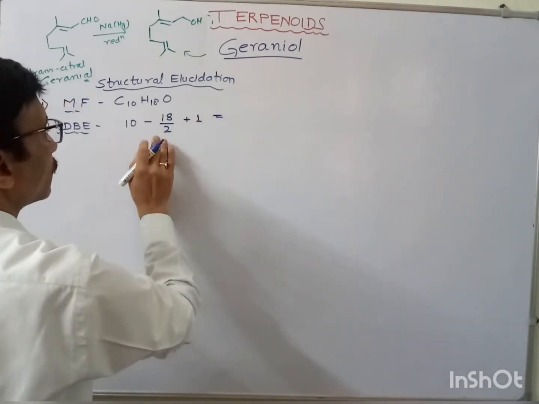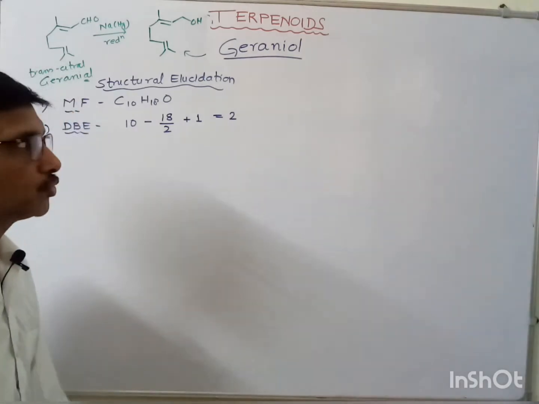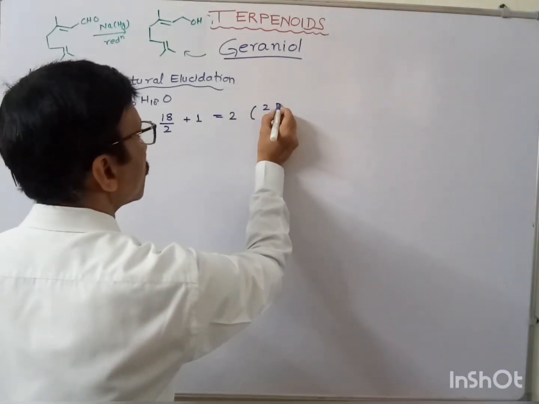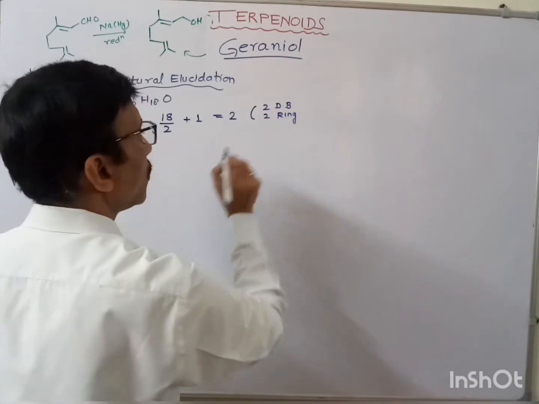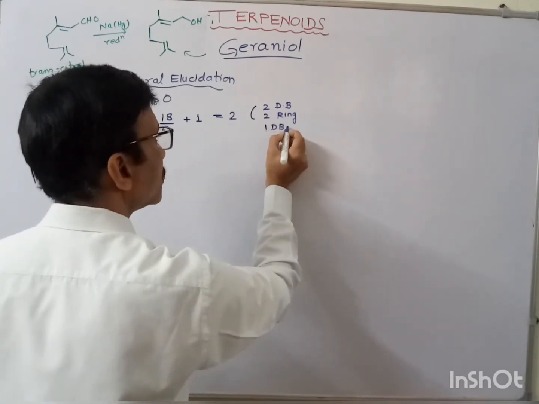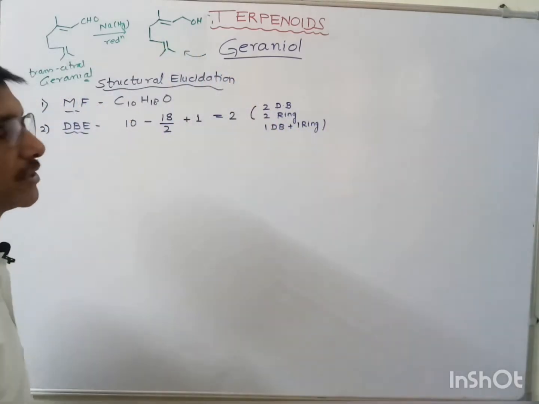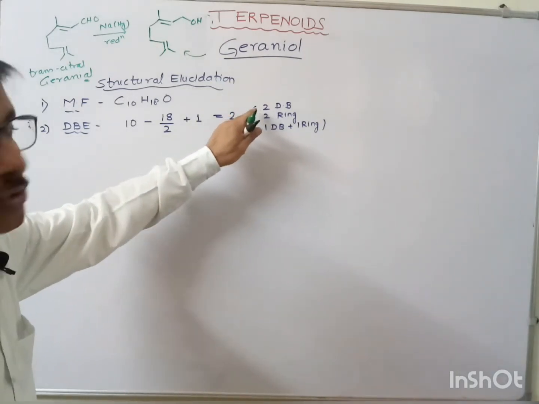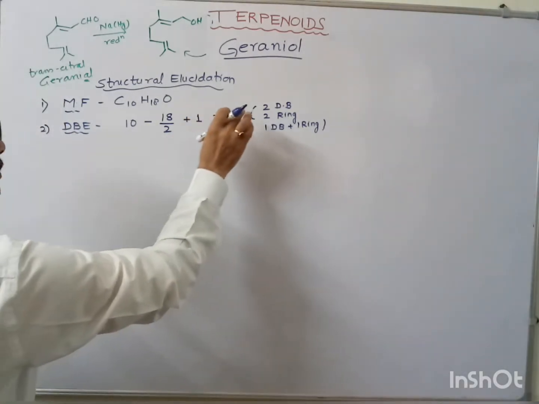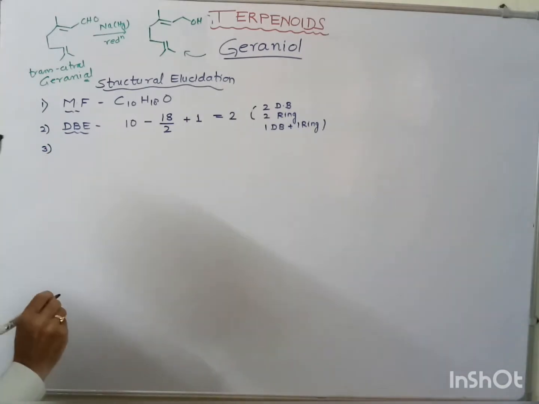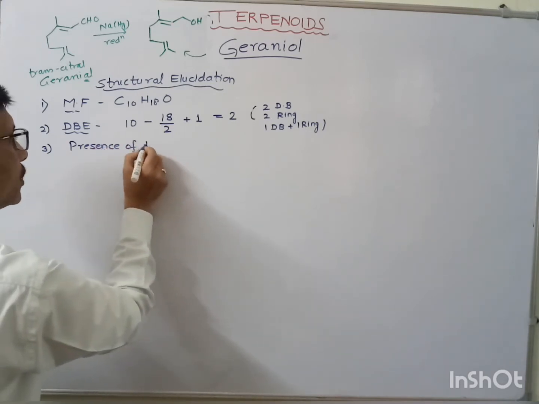So overall, what should this double bond equivalent be? It is equal to 2. This is equal to 2. 2 means either 2 double bonds may be there, or 2 rings may be present, or a combination of 1 double bond plus 1 ring. Because I have already drawn the structure here, what we have to prove is 2 double bonds, and we also have to prove that there is no ring. So now the presence of these 2 double bonds, the presence of 2 double bonds.